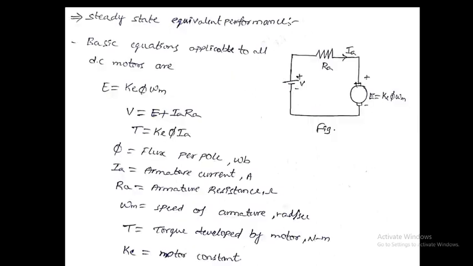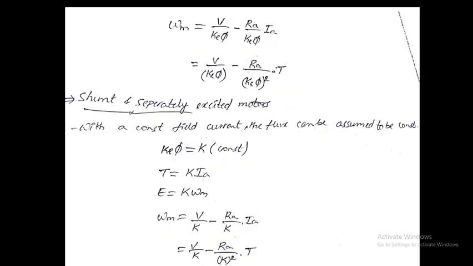As I told you, V is equal to E plus Ia Ra can be rewritten as the back EMF E is equal to V minus Ia Ra. Here E can be replaced again with Ke into phi omega m. So E is equal to V minus Ia Ra, and E is replaced with Ke phi omega m. By keeping omega m on the left side and taking Ke phi to the other side, we get V by Ke phi minus Ia Ra by Ke phi.